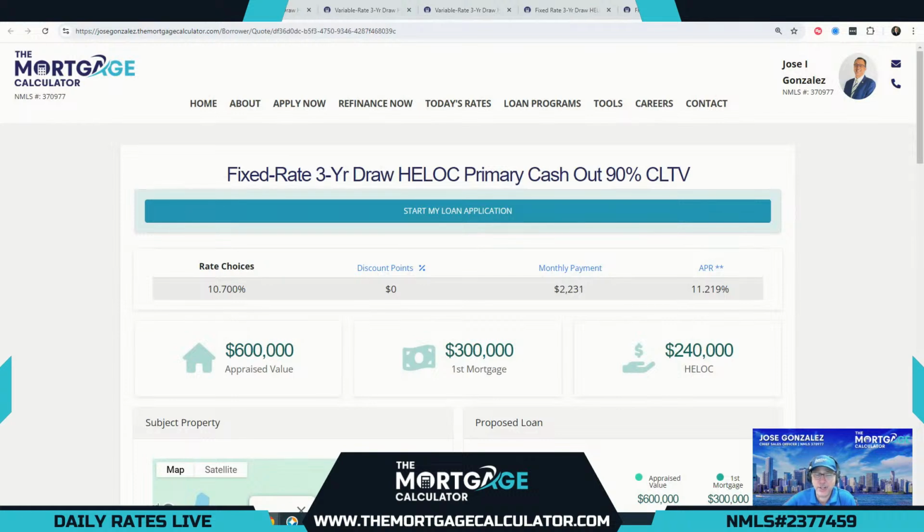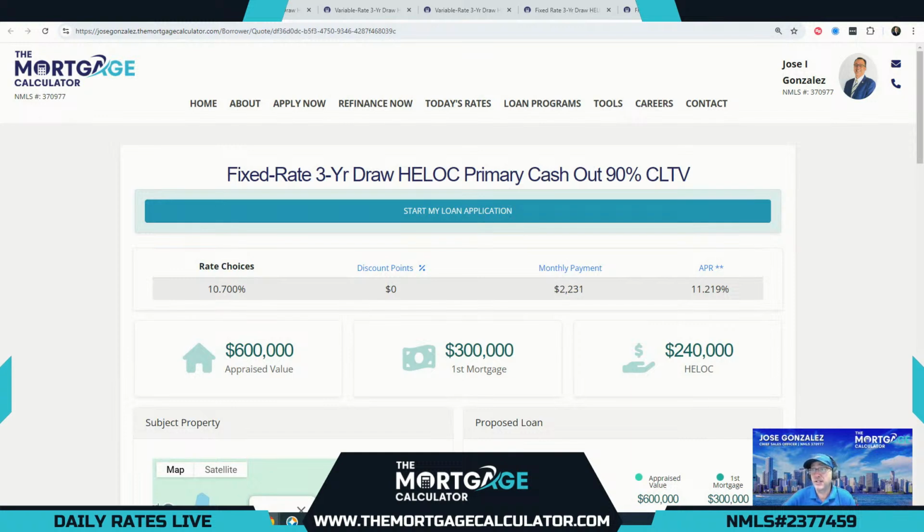Our first option here is at our maximum CLTV. Until recently, we were able to attain 95% CLTV on the HELOCs, but they were reduced a couple of months ago to 90%. And the maximum CLTV is on a primary residence. In this scenario, this HELOC is fixed rate. So we do have fixed rate HELOCs and variable rate HELOCs.